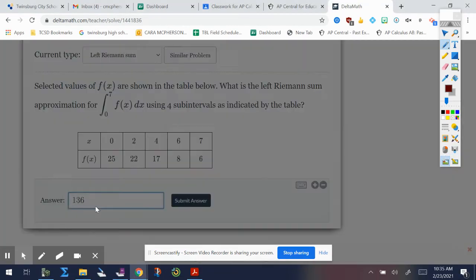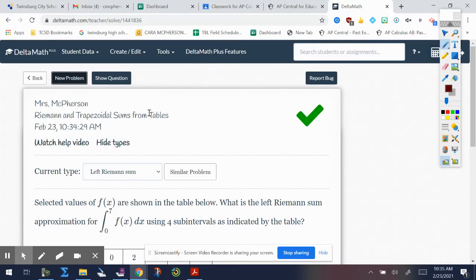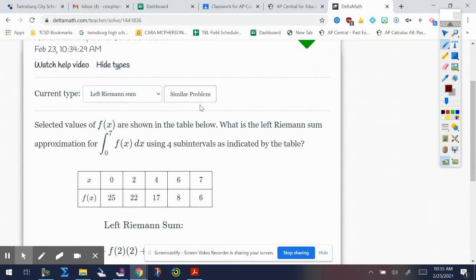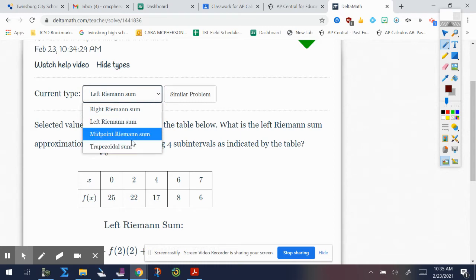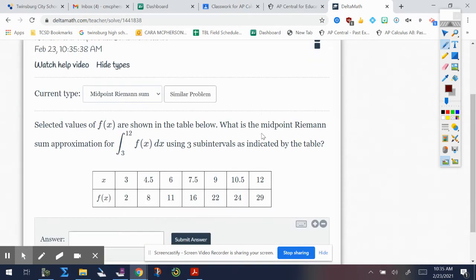If you miss these, often it's because you either added wrong or you just looked at a number and copied it wrong. So let's do a midpoint. Midpoint's kind of interesting because you have to have a lot more information, because you have to know what's happening at the middle of each interval.